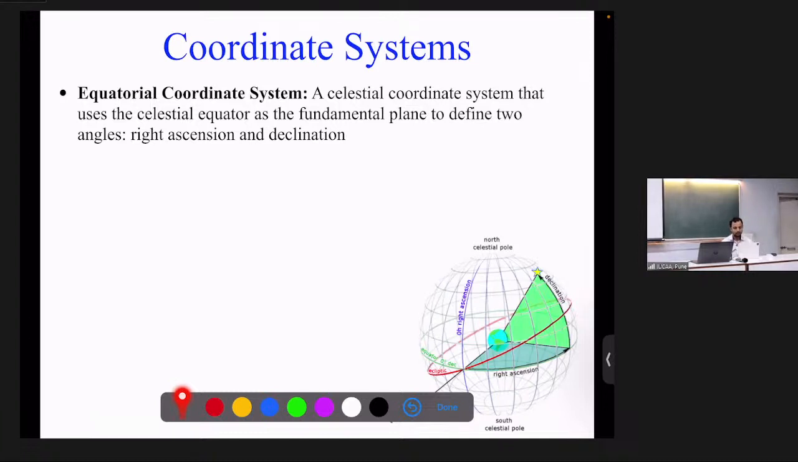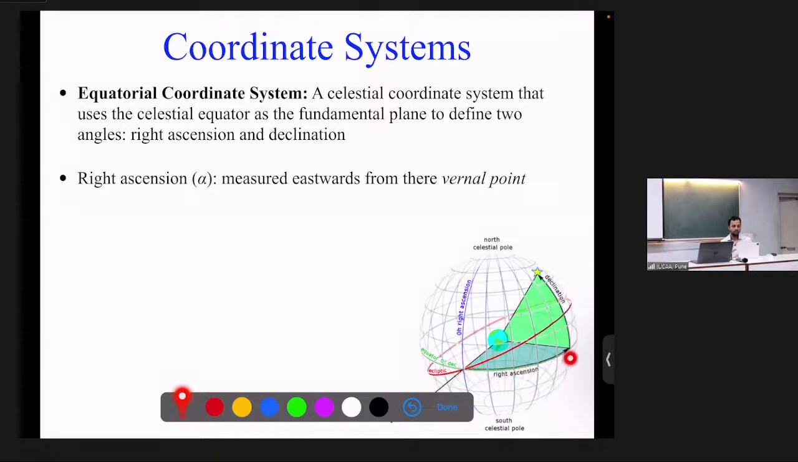Before we move on, let me finish this slide. So you understood right ascension is measured eastward from the vernal point. The vernal point is the point where the ecliptic and celestial equator intersect. Basically, that is when the day and night lengths are equal. So from there you go eastward. That will be your right ascension.